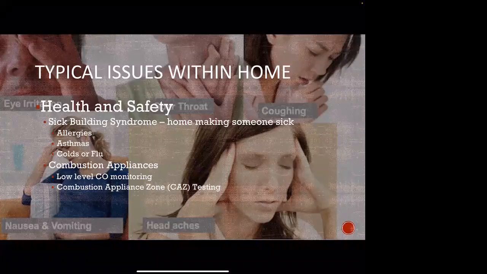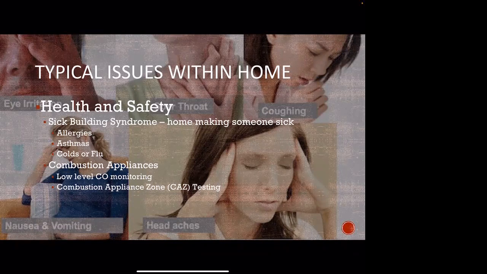We offer CAS testing, or combustion appliance zone testing, as well as low-level CO monitoring. What I want to talk about with low-level CO monitoring is that any CO detector that we purchase, and even the ones that we carry on our vehicles and offer to our clients and homeowners, does not start to go off until a high level, usually approaching 60 parts per million. Obviously, that lets us know if there's something major happening at that point.